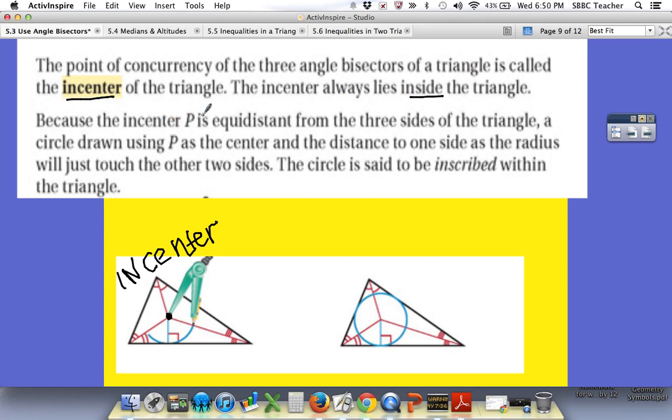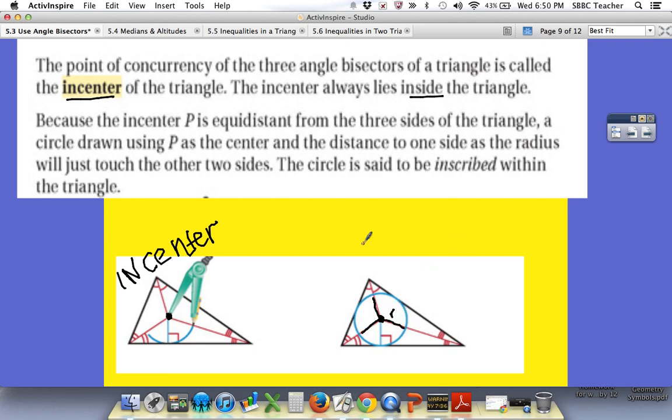Because the incenter P is equidistant from the 3 sides of the triangle, a circle drawn using P as the center and the distance to one side as the radius will just touch the other 2 sides. The circle is said to be inscribed within the triangle. So if you draw a circle inside the triangle, the incenter will coincide with the center of the circle. And these segments here will be the radius of the circle.